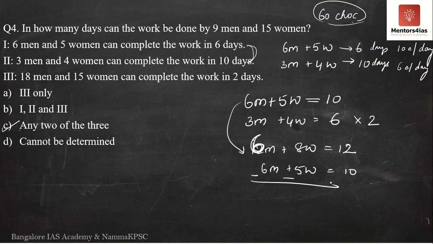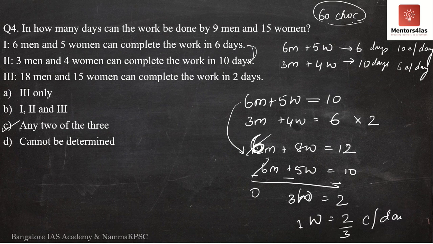So I'm subtracting this equation by this equation. So 6 men gets cancelled. I have 3 women is equal to 2. Therefore, 1 woman is able to eat 2 by 3 chocolates per day. That is what we have determined. 1 woman is able to eat 2 by 3 chocolates per day. Now, why not find out the number of chocolates that 1 man can eat?